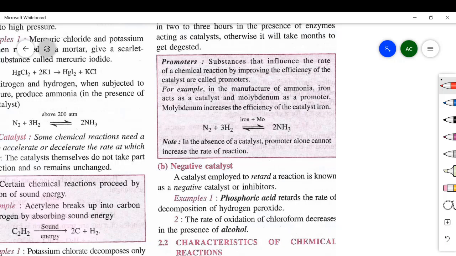Okay, now for example we will see in the Haber's process only, iron is catalyst and molybdenum is promoter. So what is the function of this molybdenum? This actually enhances the work of iron. Okay, so this is promoter and iron is catalyst.